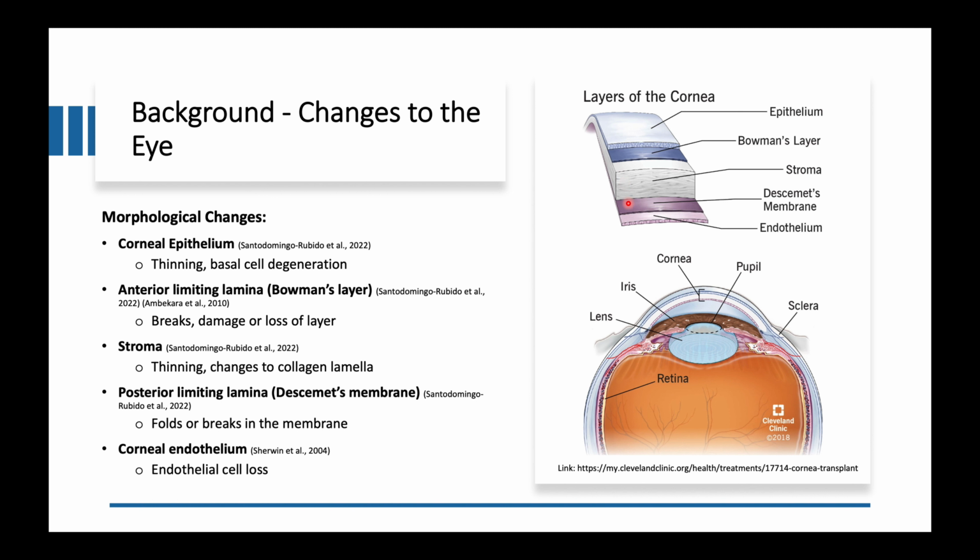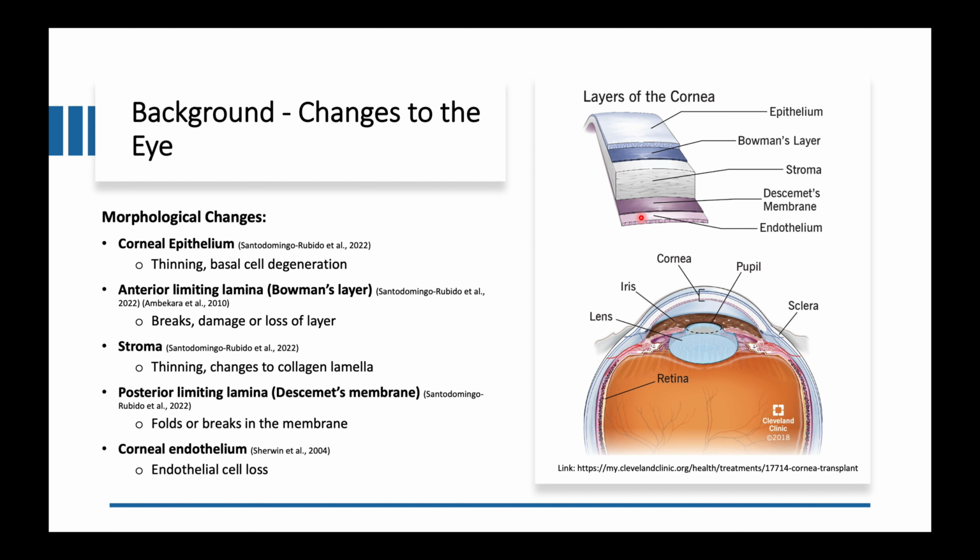The posterior limiting lamina or Descemet's membrane experiences folds or breaks due to corneal thinning and stretching. These often start out as stress lines, but breaking occurs with disease progression. Finally, the corneal endothelium experiences endothelium cell loss. This reduces corneal transparency and leads to further blurring of vision.